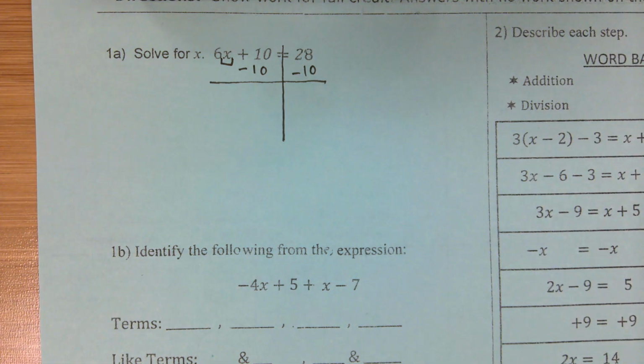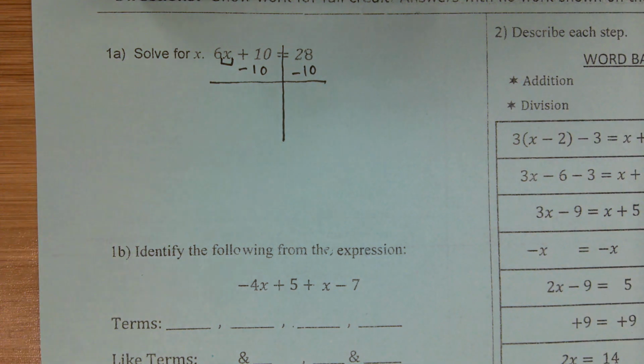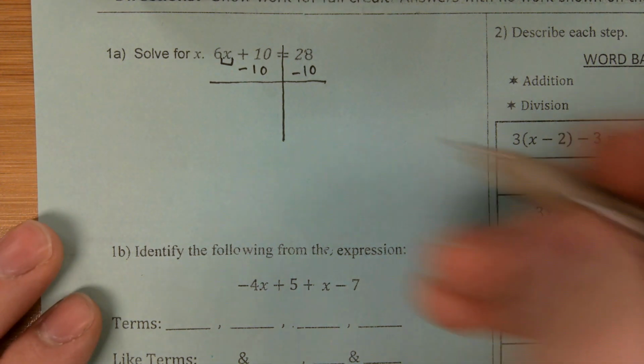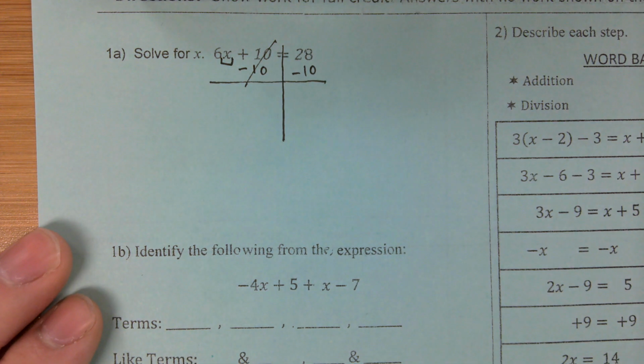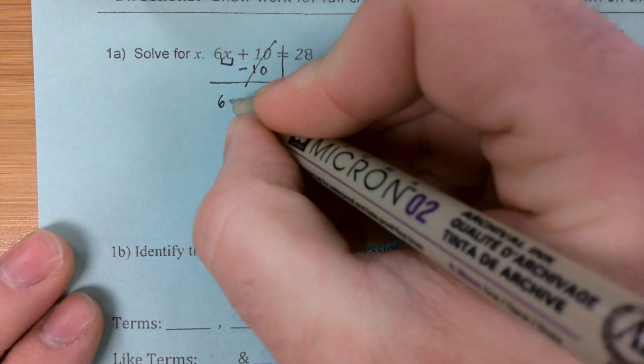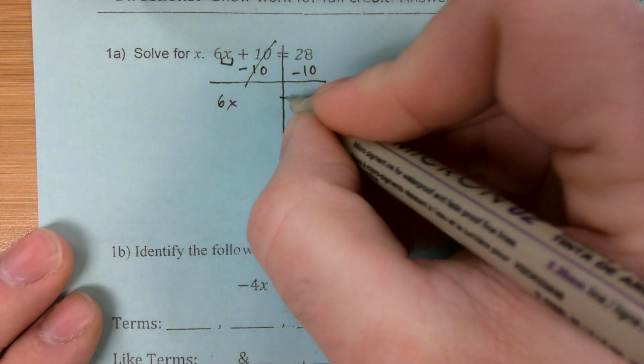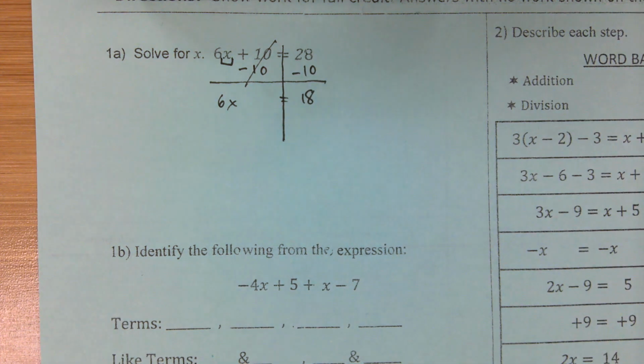Remember, think of an equation like a scale. If you take 10 away from the left, oh, now the scale's out of balance. You got to take 10 away from both sides so the scale gets balanced again, right? We can cancel those 10s out because they produce a 0. We're left with 6x on the left and 18 on the right.